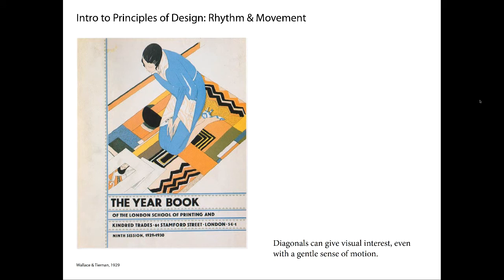When you say rhythm and movement, you don't have to hit the viewer over the head. This is really a nice composition. And everything is very stable and still. This person is just kneeling on the floor contemplating these prints. But since it's at an angle, the rug is at an angle, and the person's lined up with the rug, there's a really nice sense of just a peaceful quality to it, but a sense of motion and visual interest.